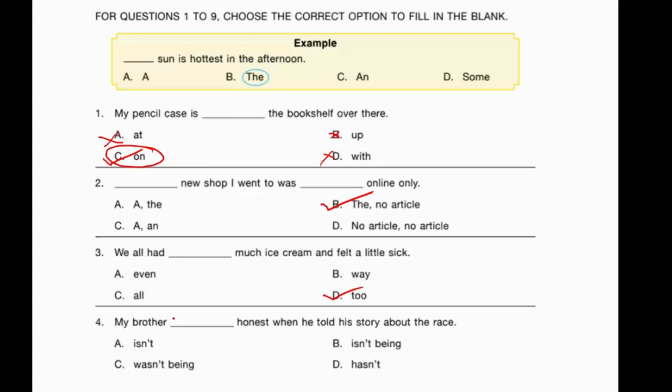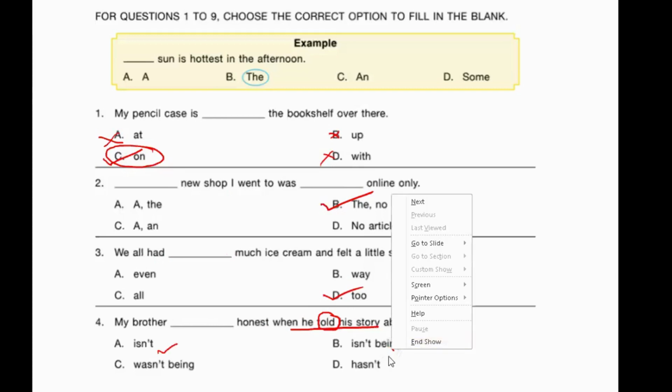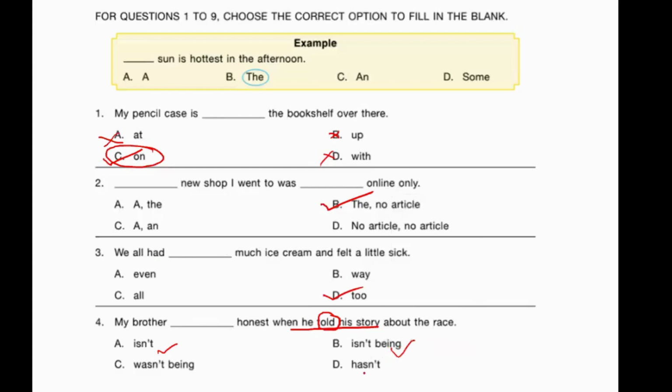Next, my brother dash honest when he told his story about the race. So here he told his story. It means it is something related to past. We have used V2 form of verb. So the helping verb should also be in the past tense. So isn't is the present tense. Again, this helping verb is also related to present tense, and has. It is also present perfect tense helping verb. So we can't use these three options. Okay. So the correct answer is was not being honest when he told his story about the race. Okay. This is our answer.